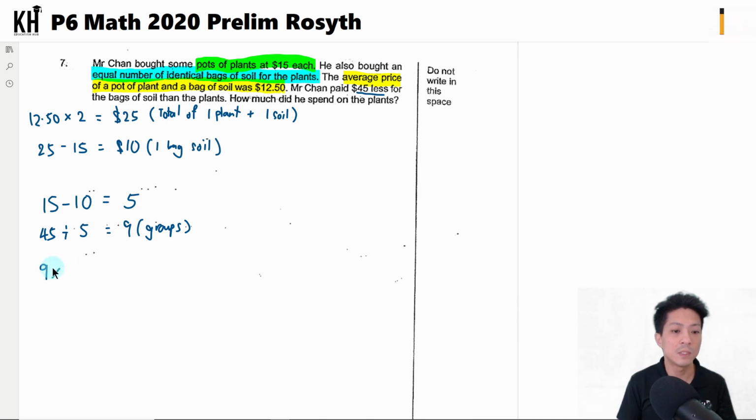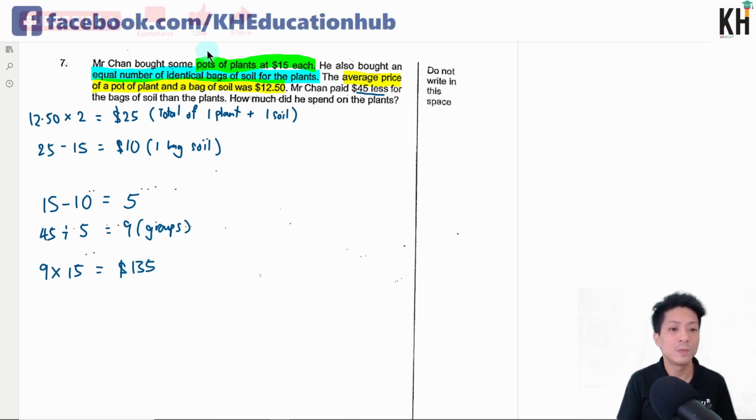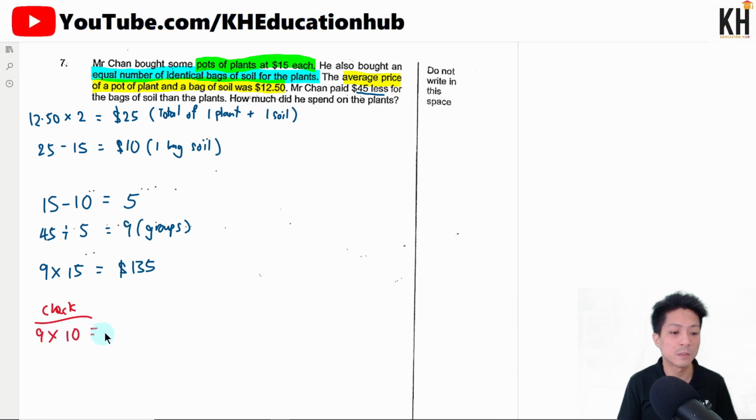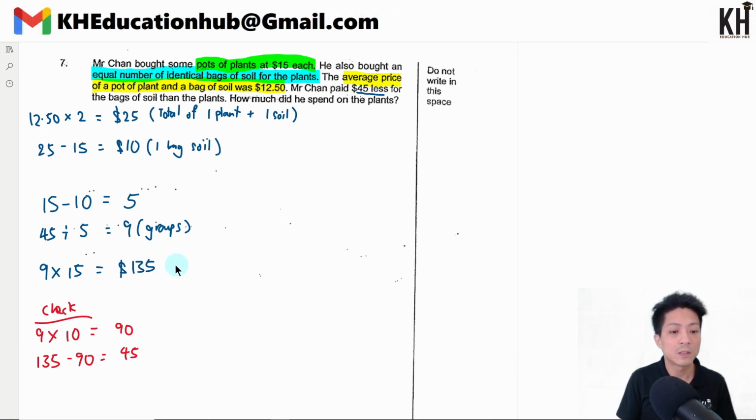So 9 times 15 is equals to 135. The reason why I realized that I got it wrong is because when you do checking, 9 bags of soil will be $90. So if you use 135 minus 90, it's gonna give you 45, which tallies with the 45 over here. Just now when I did some mental calculation, I couldn't get the 45. So 135 is the answer.